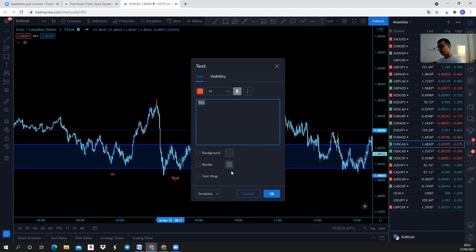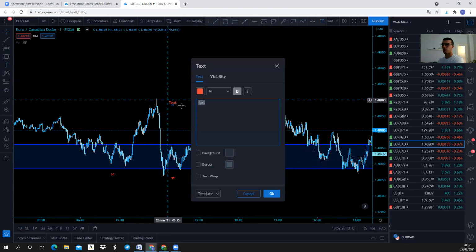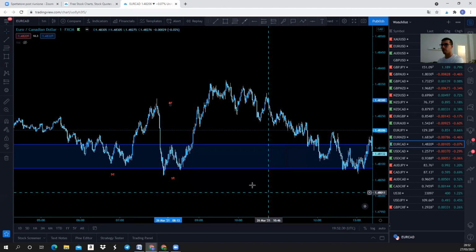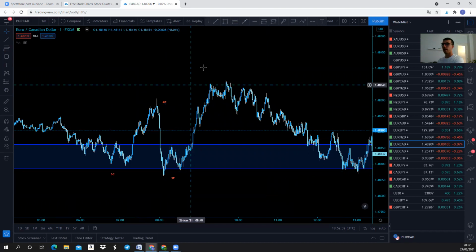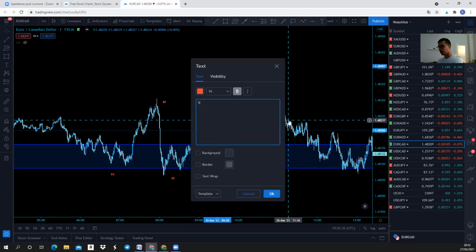So right here we have the secondary test. Right here, sorry, we have the automatic rally. And then here we have our nice break of structure, as you can see.